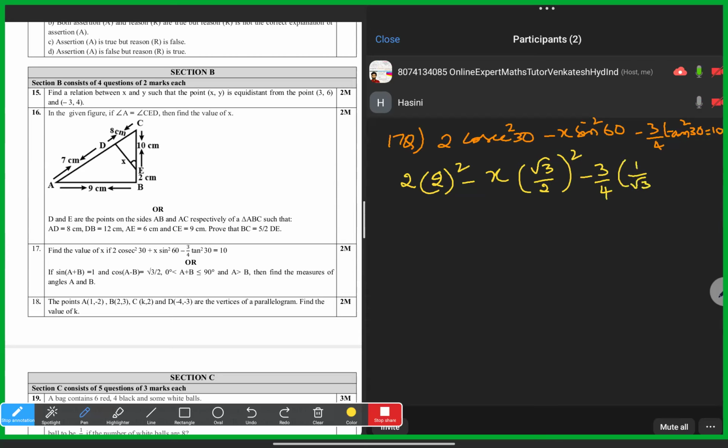Cross multiplication: 31 minus 3x is equal to 10 into 4, which is 40. Any doubt? No, sir. Now we'll bring the x terms to one side and normal numbers to the other side. Minus 3x is equal to 40 minus 31, which is 9. So x is equal to 9 by minus 3. Multiplication goes to the other side as division, so x is equal to minus 3.